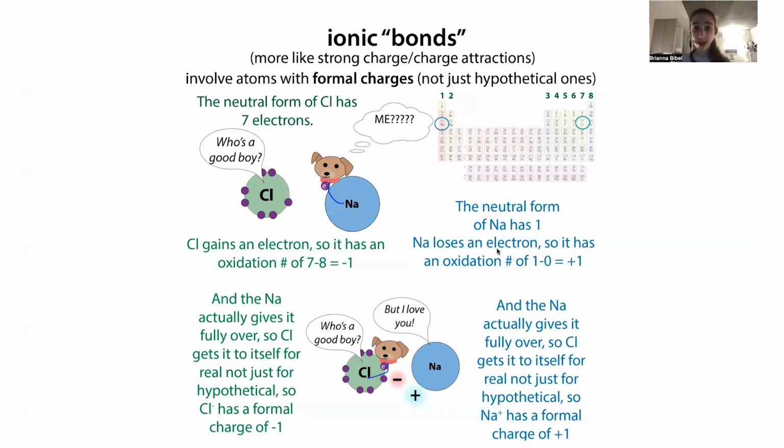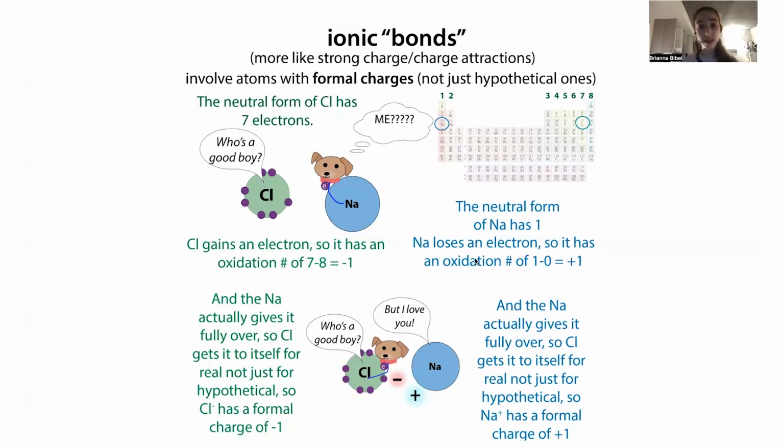What if we look at sodium? Here we have 11. So we have 2 in the inner shell, 8 in the next shell. That's 10, and then we have 1 left over, so we have 1 valence electron. In its neutral form, it's going to have 1 valence electron.